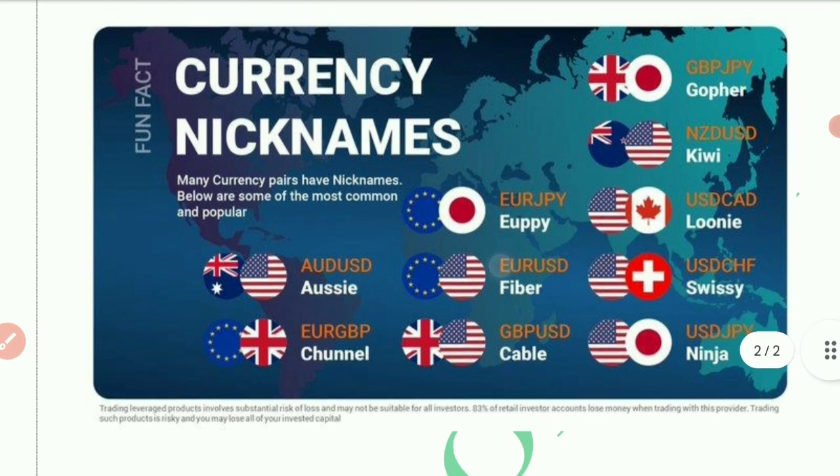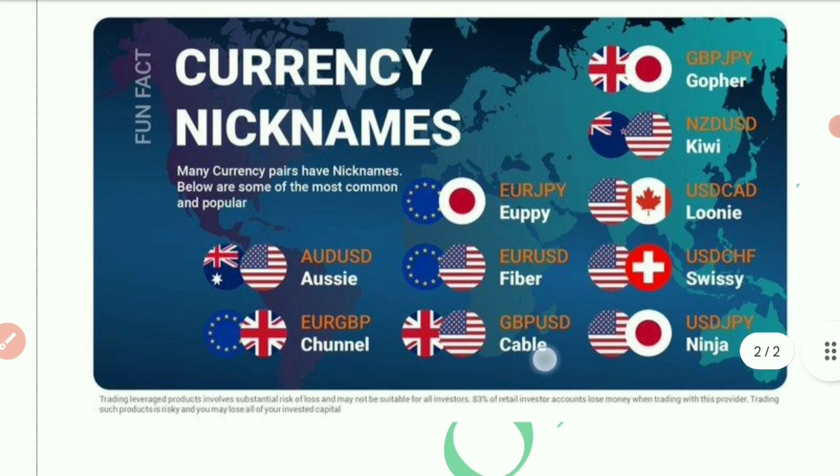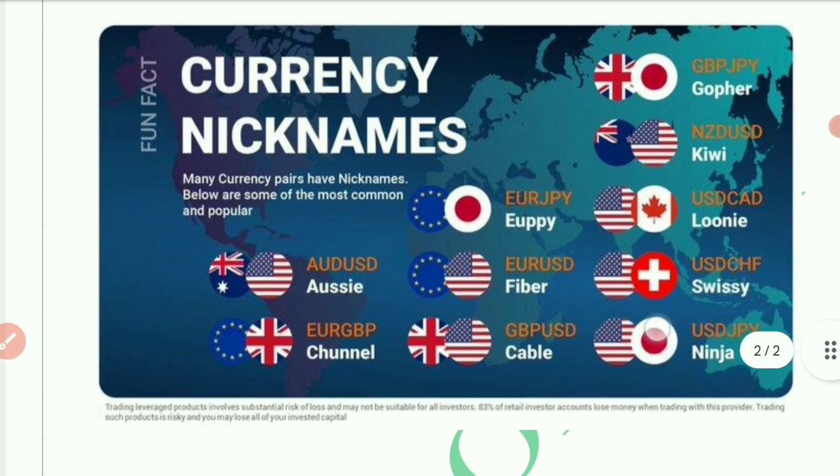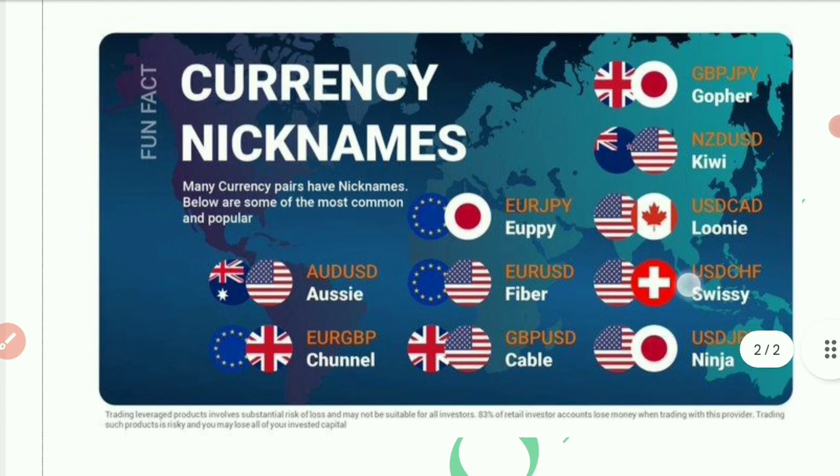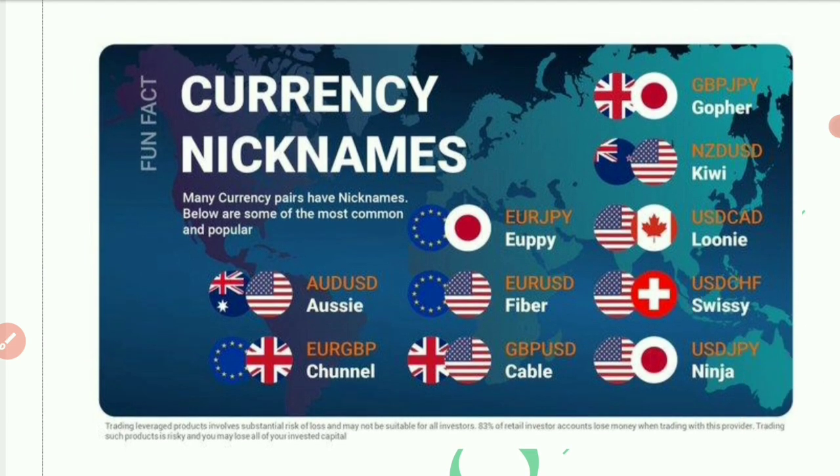So in this image, as you can see, currency nicknames. Many currency pairs have nicknames. Below are some of the common names we call them. In forex trading, we call this a nickname. Like today, I want to buy AC, like you can see, AUD USD. If I want to buy euro, we call it Fiber. These are their nicknames. Cable, that is GBP USD. Swiss, that is USD CHF. USD JPY, Ninja. Kiwi, NZD USD. So these are their nicknames.